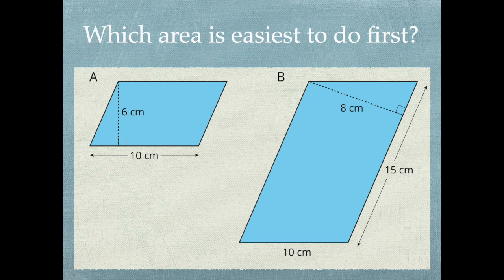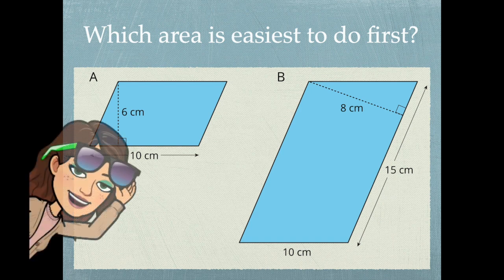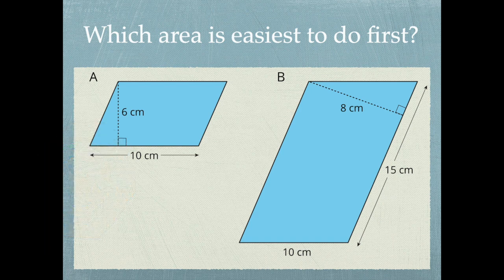Actually, I kind of think A is easier to do because there's only 2 numbers to deal with. I could just look at A and say 6 times 10 is 60. The area of A is 60 centimeters squared. Boom, done, like a rock star. When I look at B though, there's 3 numbers, so it makes it a little harder for me.